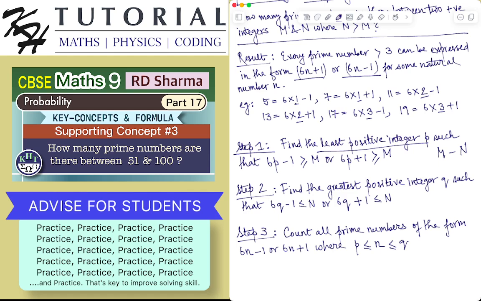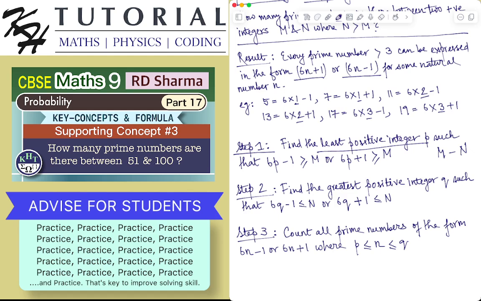So first we will find the least p such that 6p minus 1 is greater than or equal to m, or 6p plus 1 is greater than or equal to m, whichever is applicable. Step 2 is we have to find the largest natural number or positive integer q such that 6q minus 1 is less than or equal to n, or 6q plus 1 is less than or equal to n.